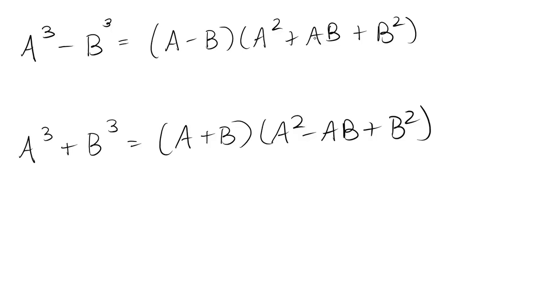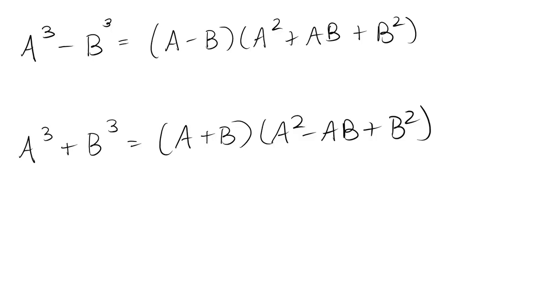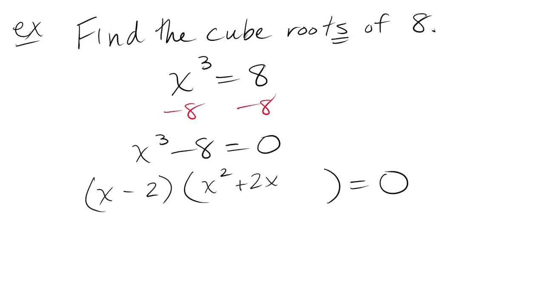Then I take the product of those two pieces, but change the sign to plus. So x times 2, that's 2x. And then the last term is the square of the second term of the binomial. So whether you think of this as 2 or negative 2, its square is 4, so that's plus 4.